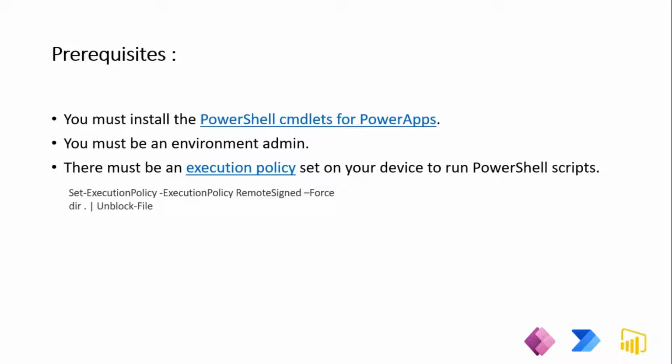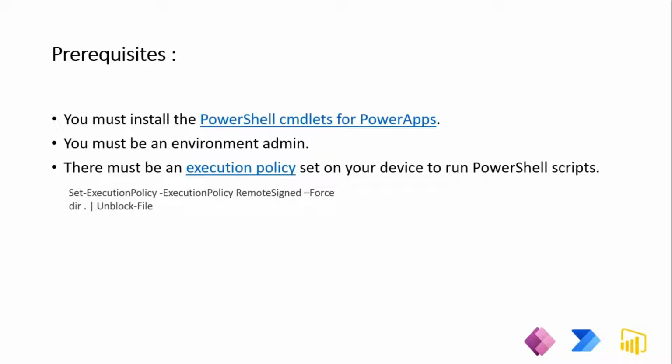Before starting with the actual steps, there are a few prerequisites which you need to take care of. First, you must install the PowerShell module. Second, you must be an environment admin. Third, there must be an execution policy set on your device to run the PowerShell script. If you want to run the command, you must log in with your admin credential, and for that you need to have a proper execution policy set on your device. If your device doesn't have a proper execution policy, then below are the commands which you can use to set the execution policy.